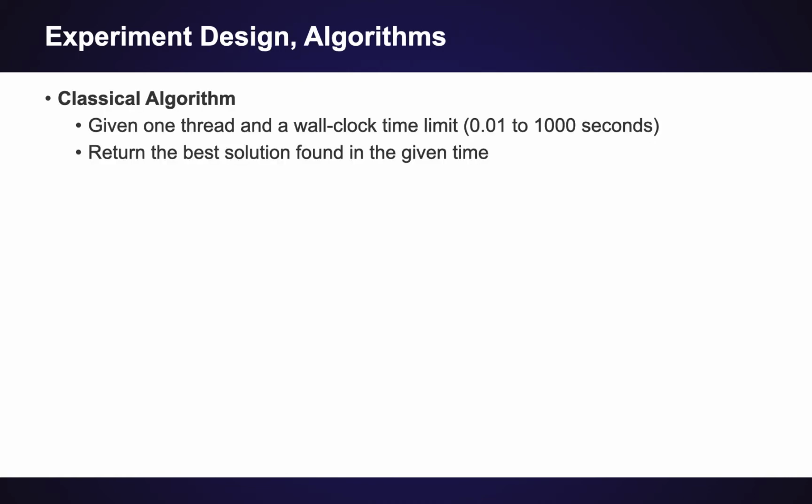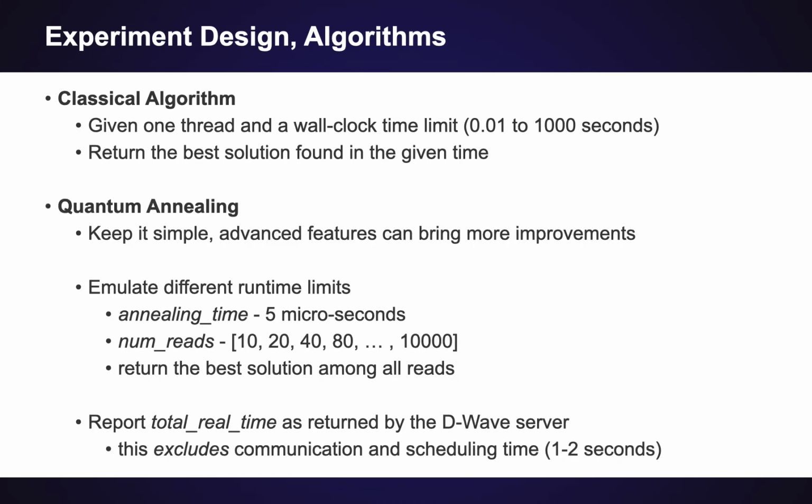In terms of classical algorithms, we're going to give them one thread, and we're going to measure a wall clock time limit ranging from 0.01 seconds to 1,000 seconds, so that's 6 orders of magnitude, and we're going to return the best solution that can be found in that given amount of time.